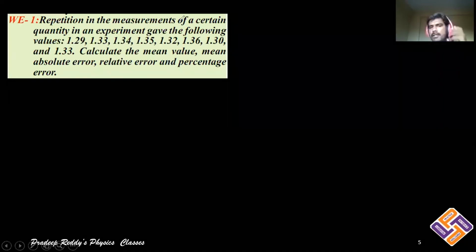Repetition in the measurements of a certain quantity in an experiment gives you the following values. So we have got different values. How many trials are you making? 1, 2, 3, 4, 5, 6, 7, 8 trials. Calculate the mean value, mean absolute error, relative error, and percentage error. You are doing an experiment, and these are the values which you have got. This can be length or mass or any physical quantity. I am considering it as length.